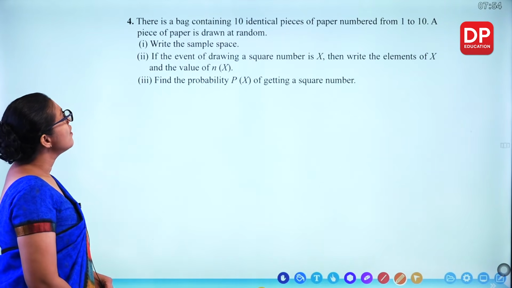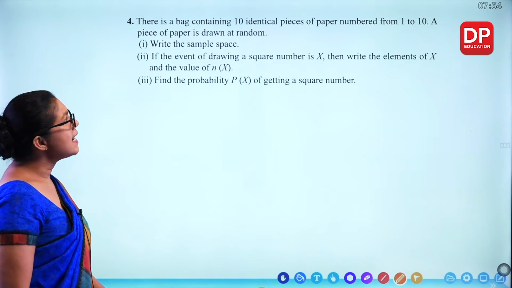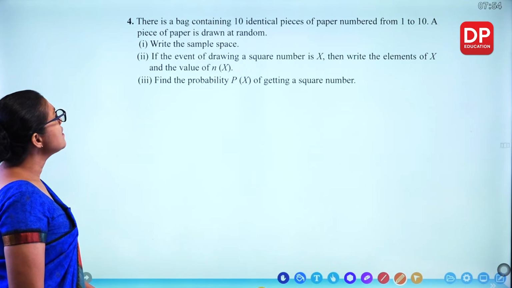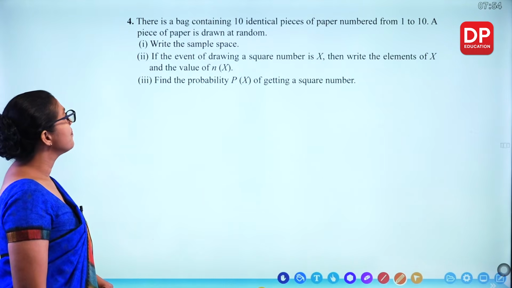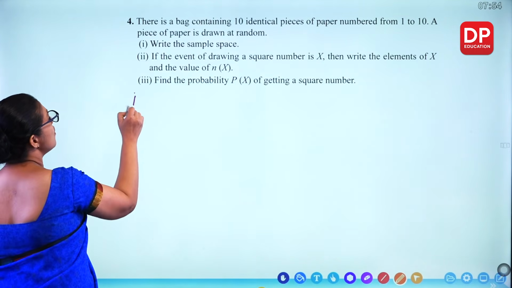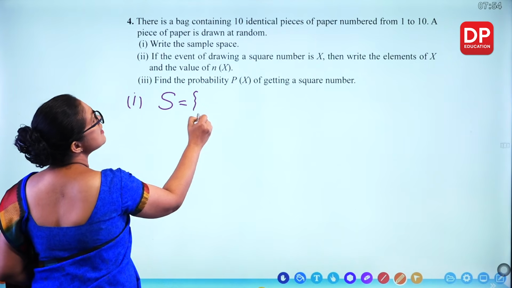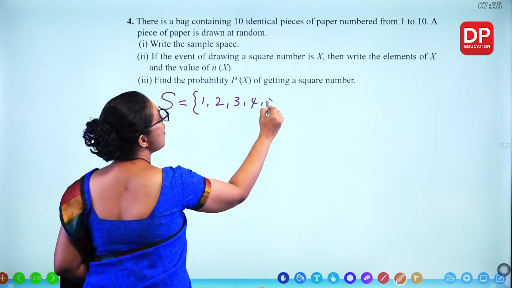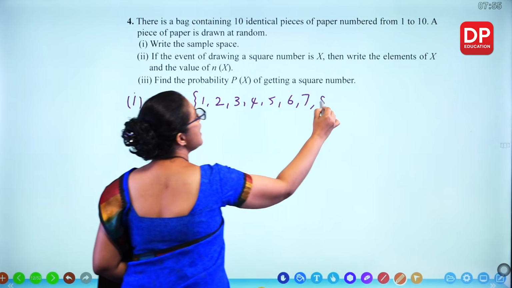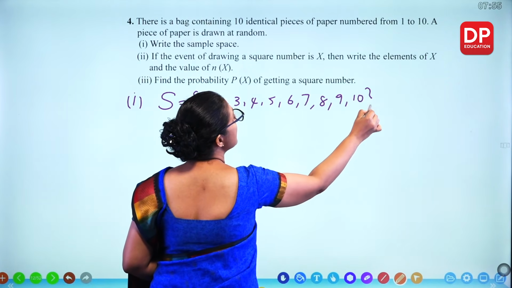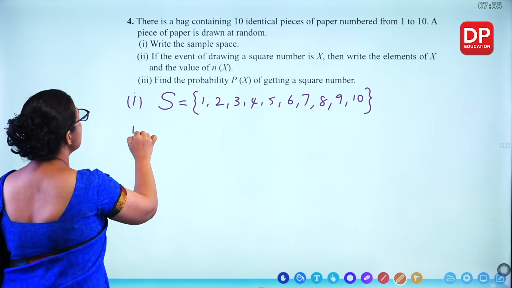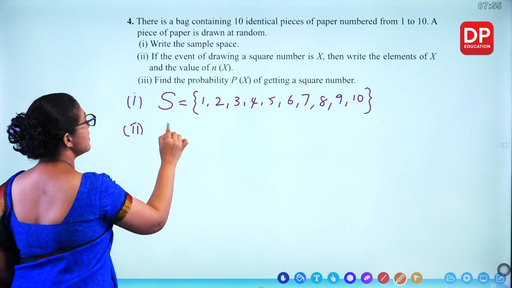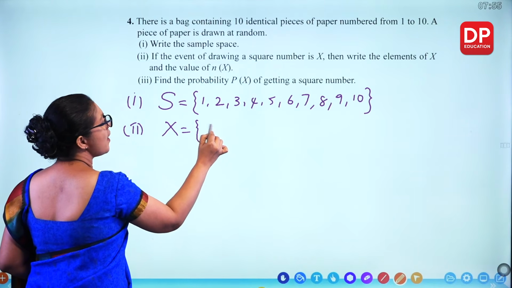Question number 4. There is a bag containing 10 identical pieces of paper numbered from 1 to 10. A piece of paper is drawn at random. Write the sample space. You can get numbers 1 to 10: 1, 2, 3, 4, 5, 6, 7, 8, 9, 10. That's the sample space. Then, if the event of drawing a square number is x, x is a square number.